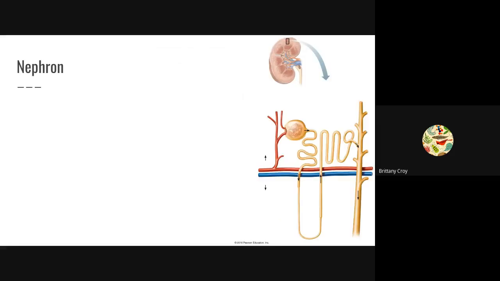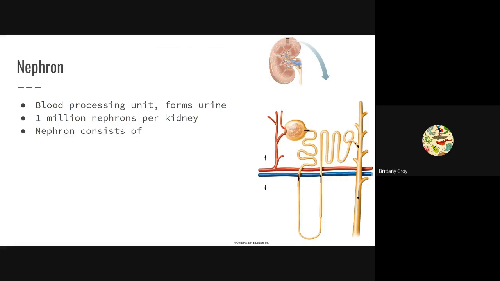Now we're going to talk about the part of the kidney that actually cleanses the blood. Sometimes it's called the functional unit of the kidney because it performs the function of taking the bad stuff out of the blood and making urine. It's the nephron. You have about 1 million nephrons in each kidney, so they are microscopic, very, very small. And each nephron has two parts, something called the renal corpuscle and the renal tubule.